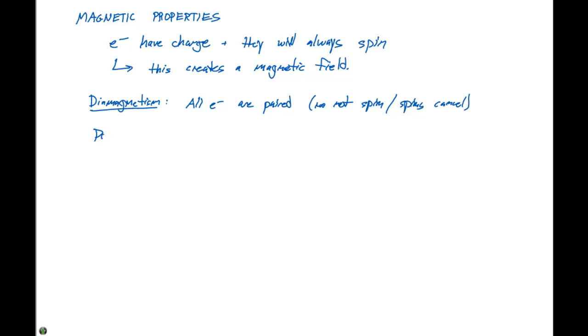And there's paramagnetism, which we have a species that contains unpaired electrons. So there's a net spin involved when we're looking at our atom or our molecule.